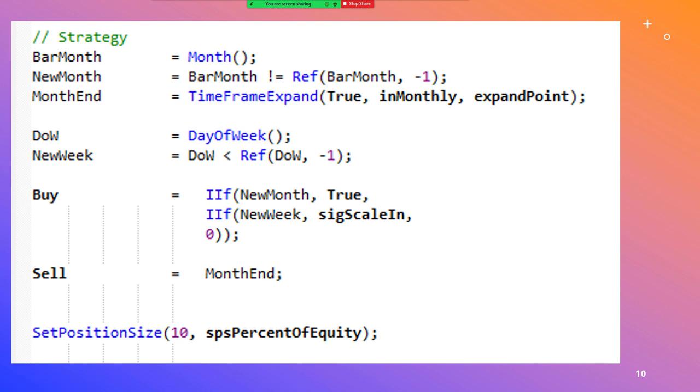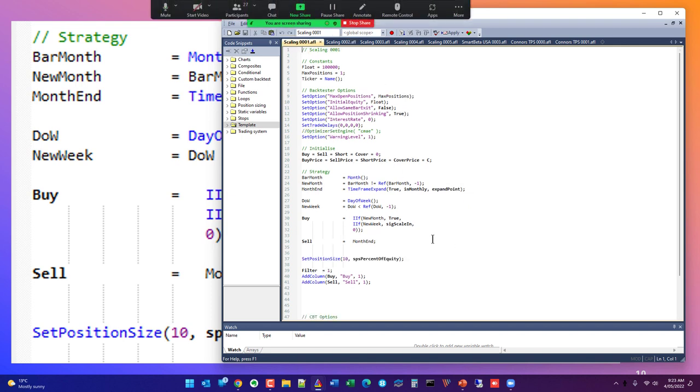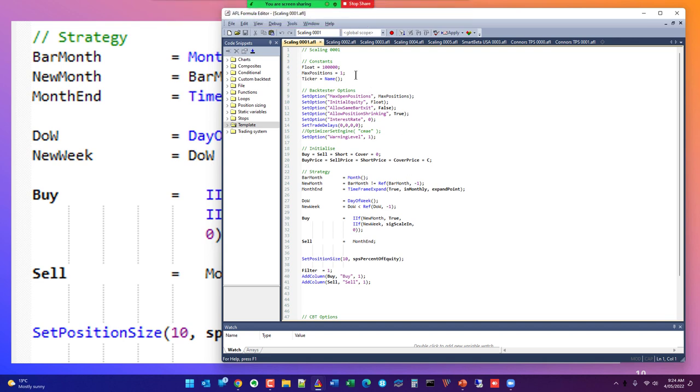So let's switch over to Amibroker itself and just have a look at this in practice. So here's our strategy that we just had a look at. We'll just be trading SPY, which is the S&P 500 ETF, and we're only going to hold a single position. Max open positions is 1, and we can have up to, well, we're never going to have more than about 50% because there's rarely more than 5 weeks in a month.